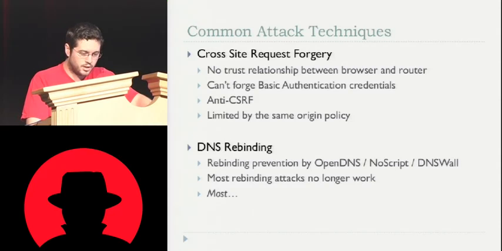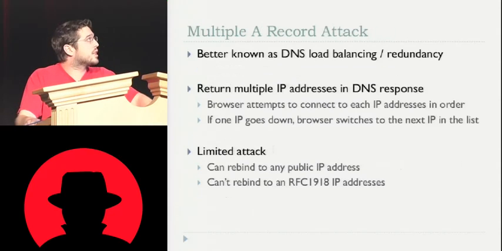So I'm going to focus on using the multiple A record attack, which is one variation of DNS rebinding. If you're not familiar with it, really all it is is DNS load balancing. That's it. You return multiple IP addresses for a DNS lookup. Pretty much any major site does this. You do a DNS lookup on Google, you get 5 or 6 IPs back.